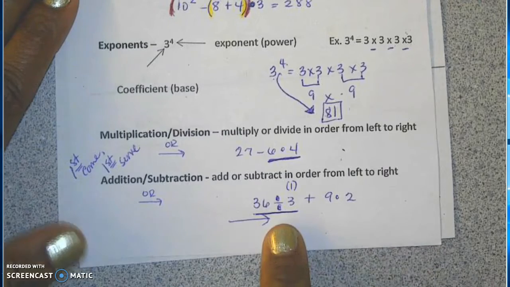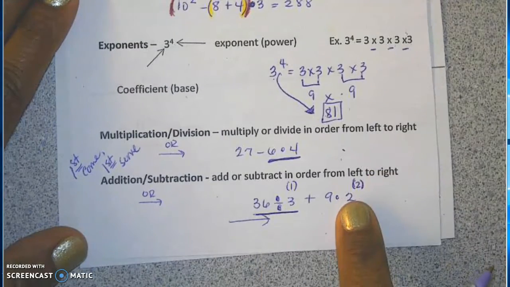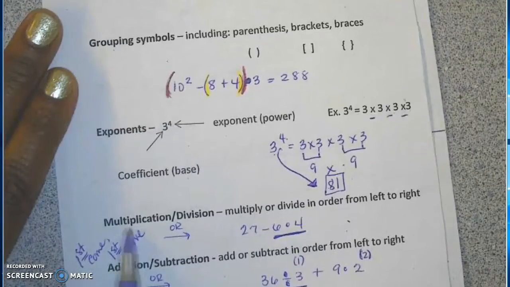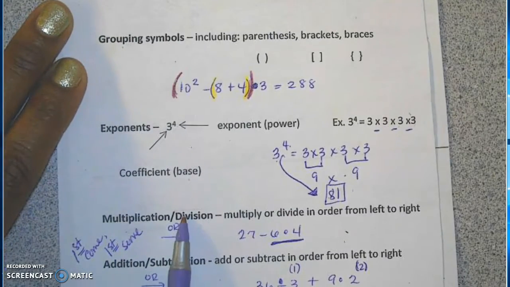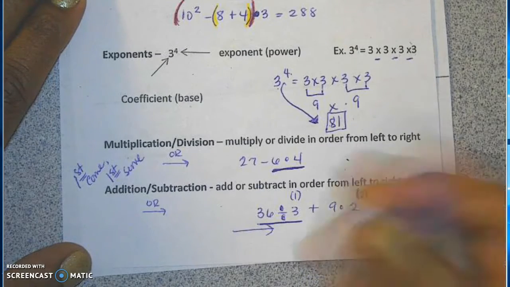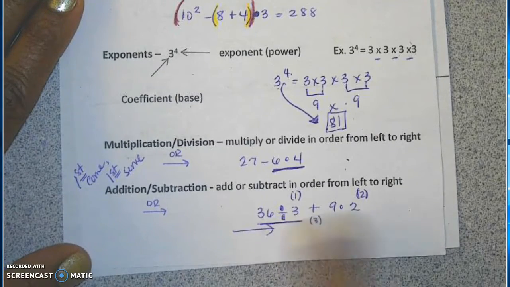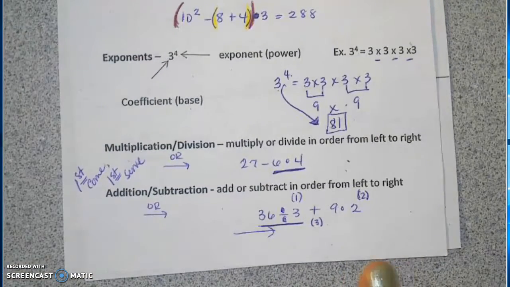Then after I take care of my division, I would go and do my multiplication. Then once I'm done with multiplication or division, I can go to my last part, which is addition or subtraction. So the last step, or my third step in this problem, would be to add these two products or quotients together to get my answer.